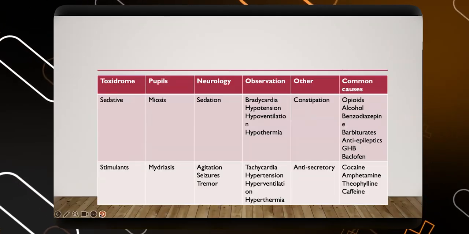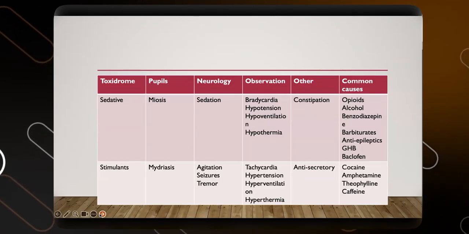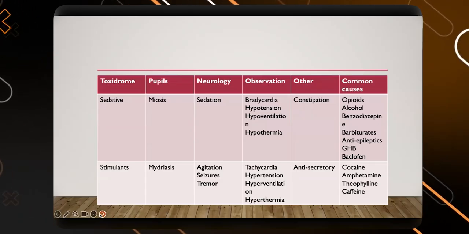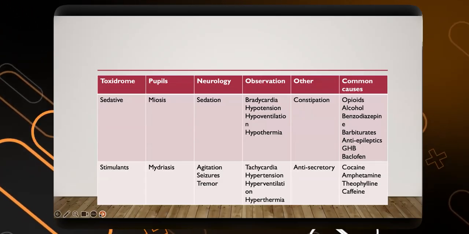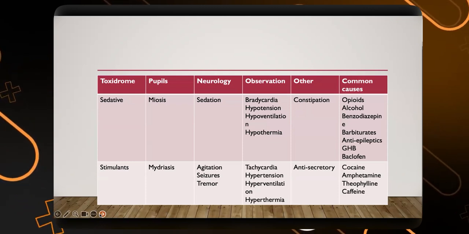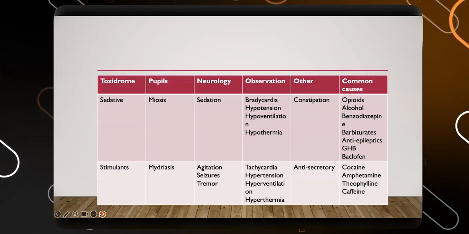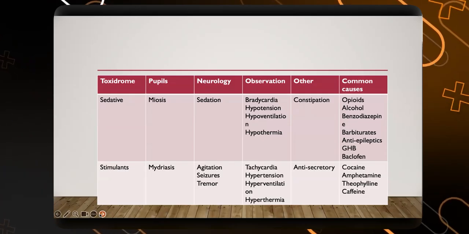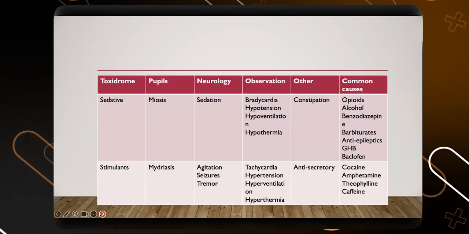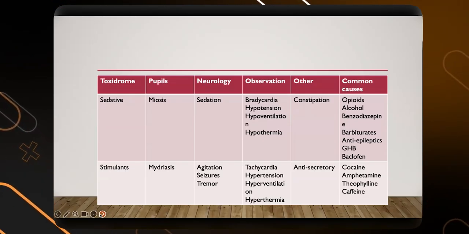Sedatives cause miosis to the pupils. Neurologically, it causes sedation. Observations wise, it may lead to bradycardia, hypotension, hypoventilation, and hypothermia. May lead to constipation, and common causes include opioids, alcohol, benzodiazepines, barbiturates, anti-epileptics, GHB, and baclofen.